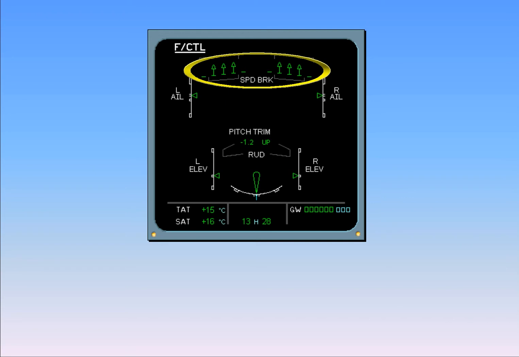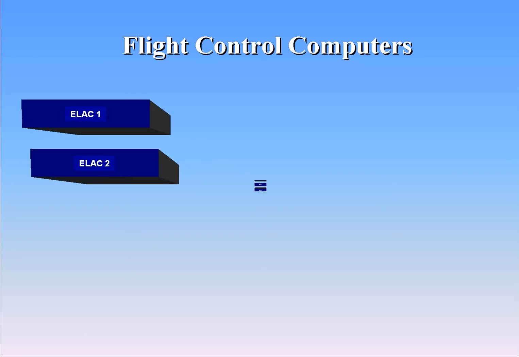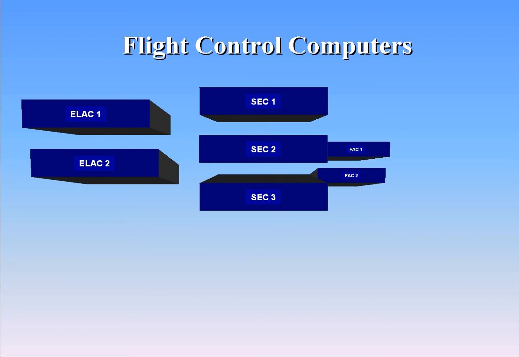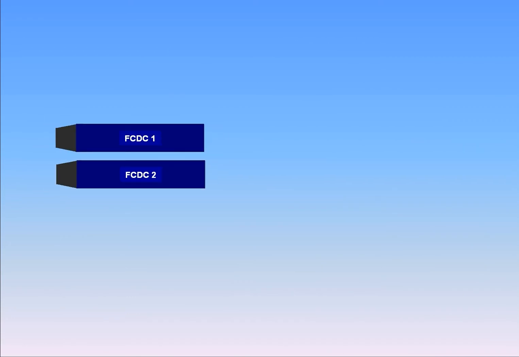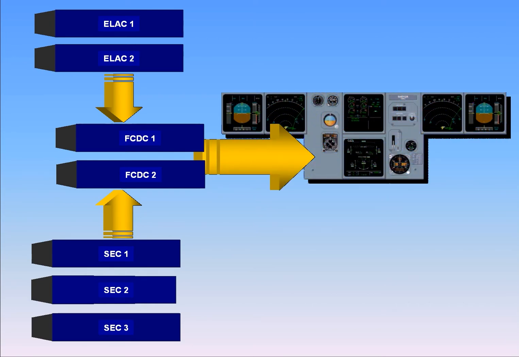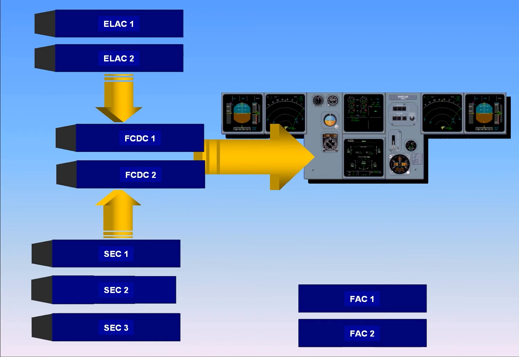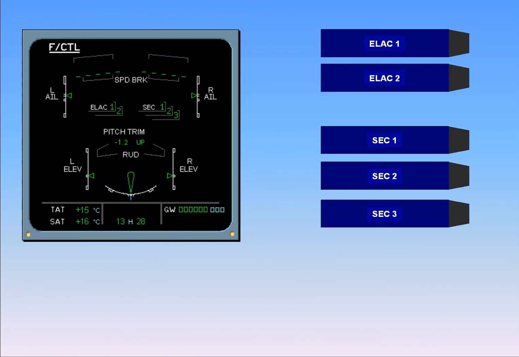Now we will look at the flight control computers. The movements of the flight control surfaces are managed by 7 computers. These are 2 elevator and aileron computers, ELAC, 3 spoiler and elevator computers, SEC, 2 flight augmentation computers, FAC. In addition, 2 flight control data concentrator computers are used to acquire data from the ELACs and SECs. Then they send it to the electronic instrument system. The data from both FACs is sent directly to the EIS. The status of ELAC and SEC is indicated on the ECAM flight control page. The other computers are not displayed.